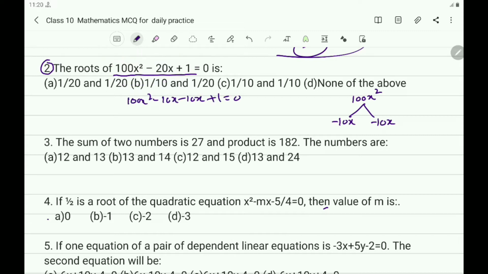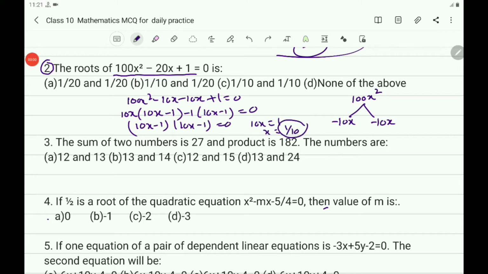If you factor it, take 10x as common. In the bracket you get 10x minus 1. Then take minus 1 into 10x minus 1 equals 0. Then you get (10x minus 1) into (10x minus 1) equals 0. Equate each factor: 10x equals 1, x equals 1 by 10. So the roots are 1 by 10, 1 by 10. Option C is the answer.